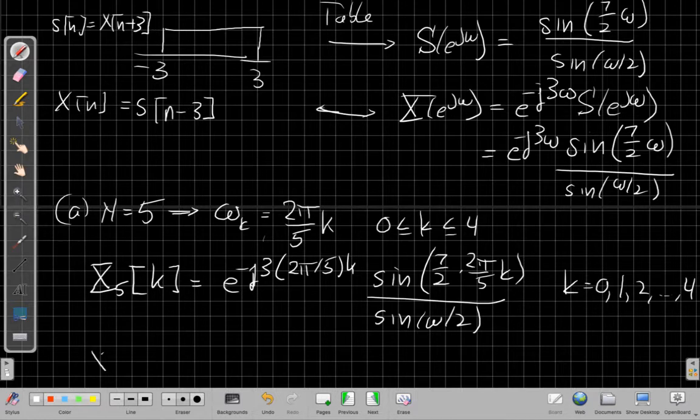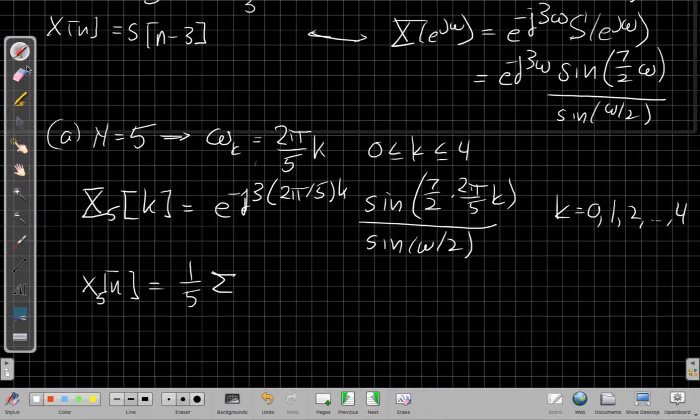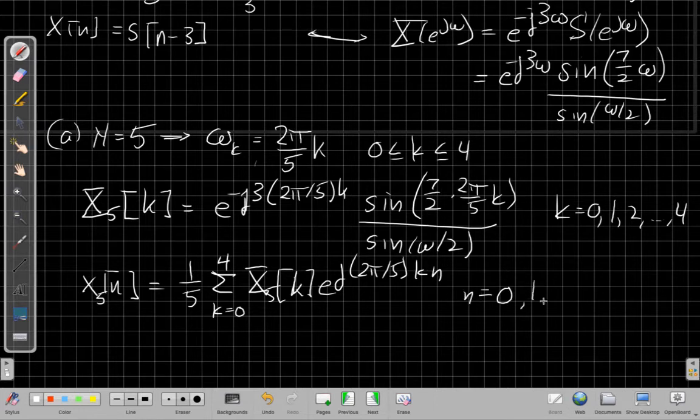Evaluate these and then plug them into the synthesis equation. I'd get, we'll call it x5 of n, would be 1/5 times the sum as k goes from 0 to 4, synthesis equation, we're summing over k. I'm going to just write x5 of k, but I would have evaluated this numerically, have those complex numbers times e to the j 2 pi over 5 kn. And I would evaluate this output for five values.